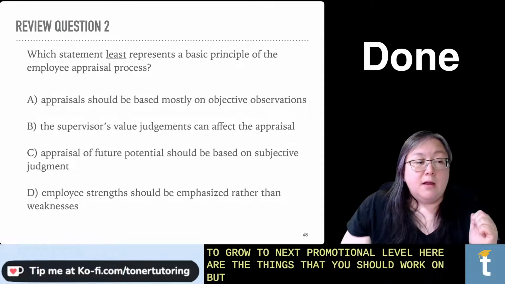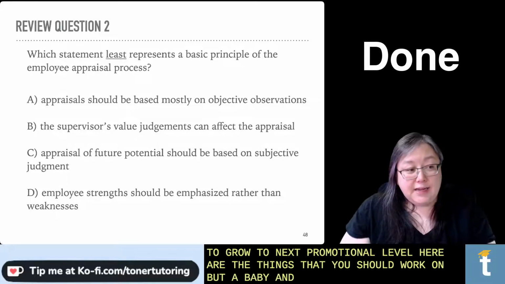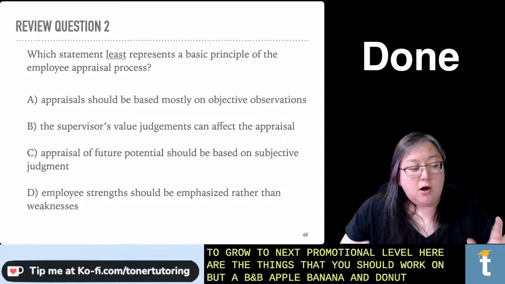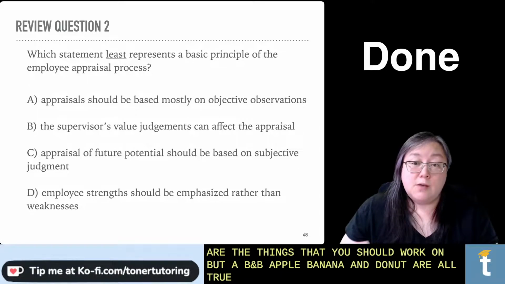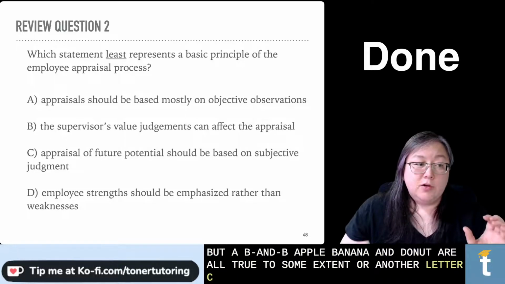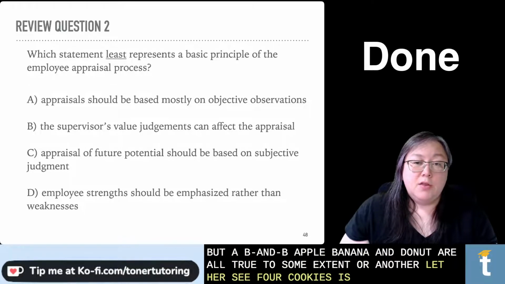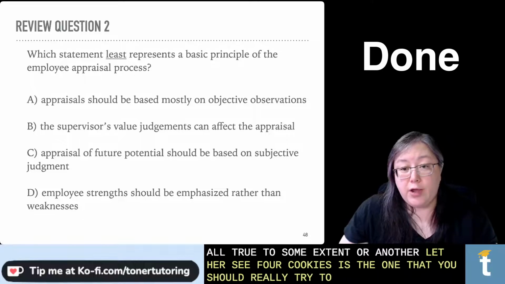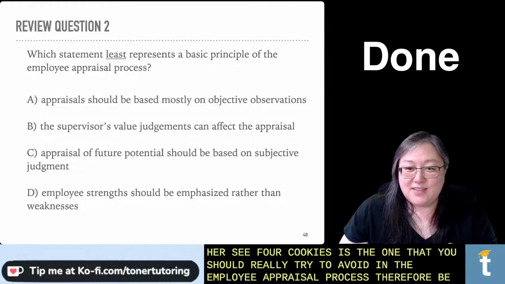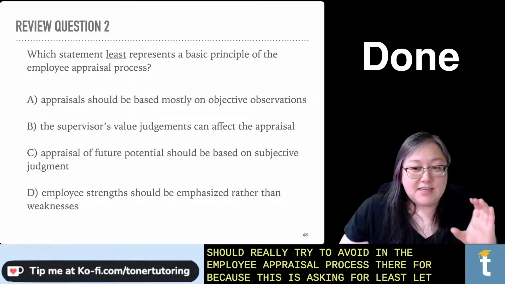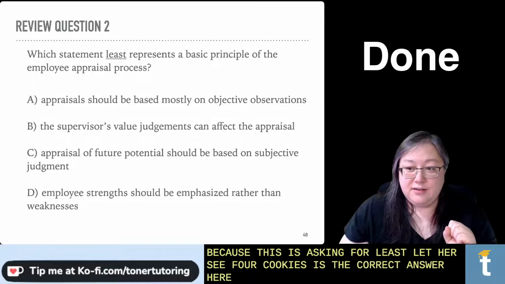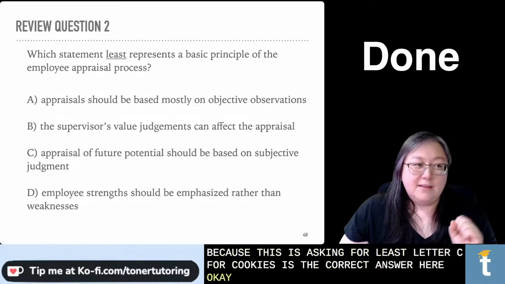But A, B, and D, apple, banana, and donut, are all true to some extent or another. Letter C, for cookies, is the one that you should really try to avoid in the employee appraisal process. Therefore, because this is asking for least, letter C for cookies is the correct answer here. Okay? It's a little trickier.